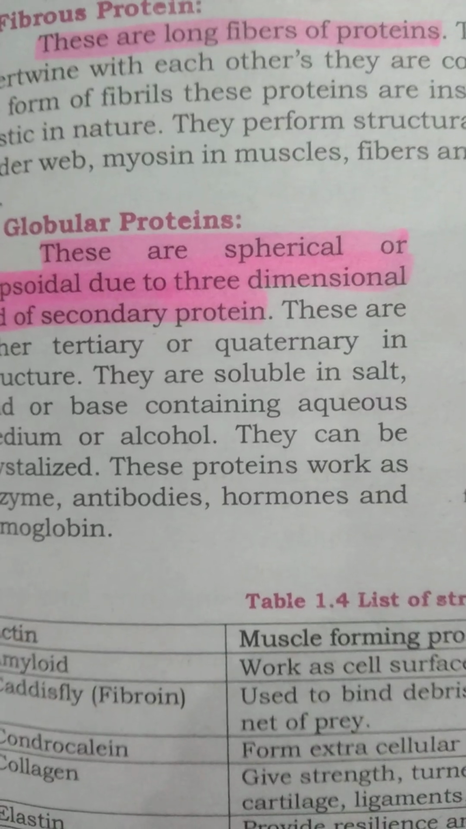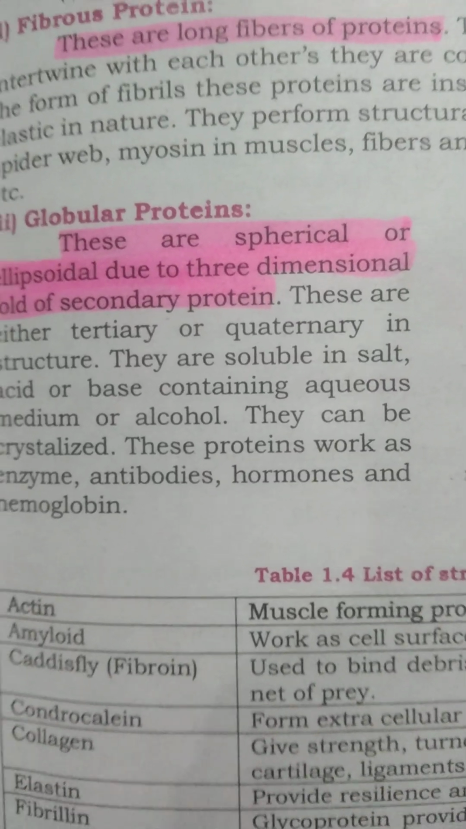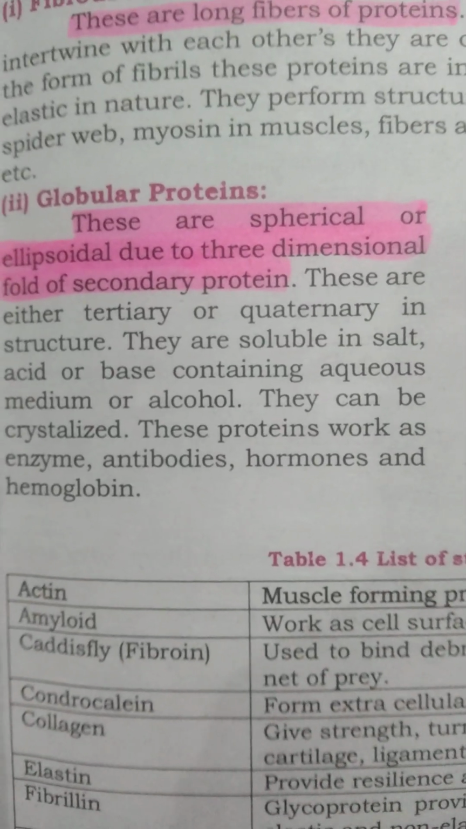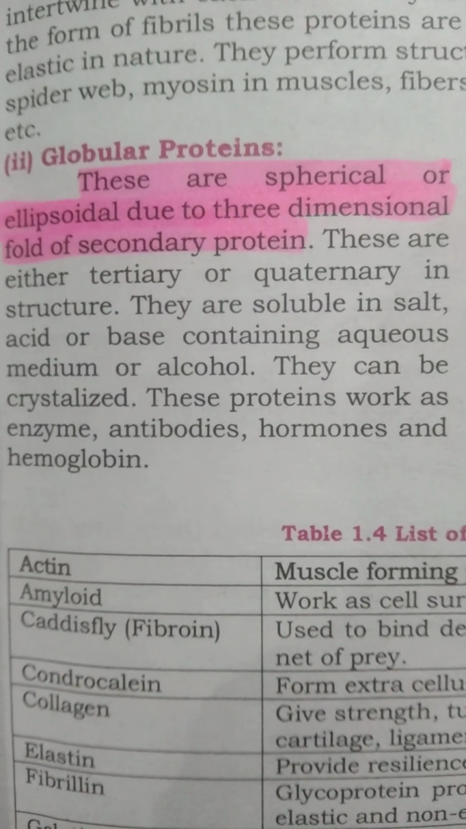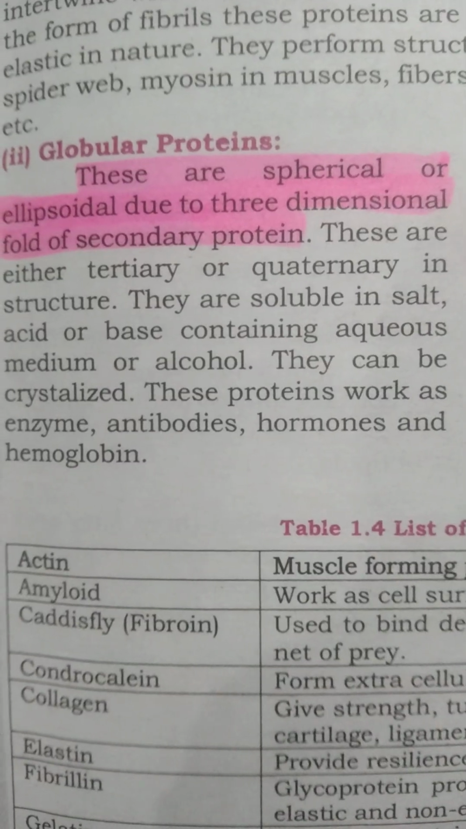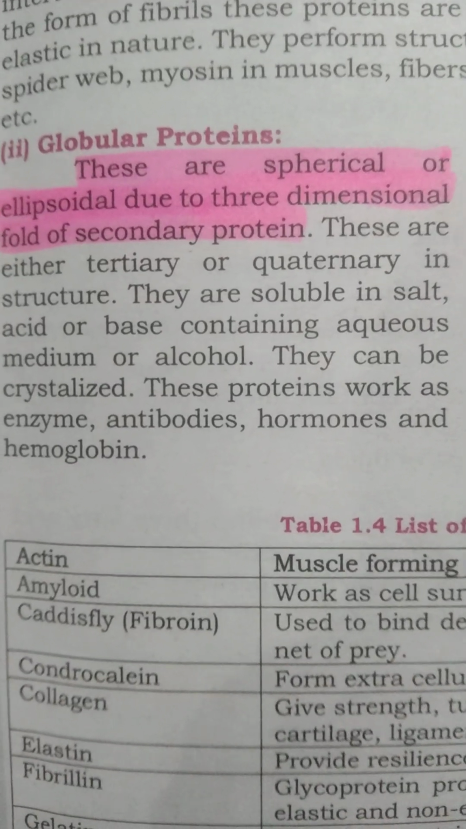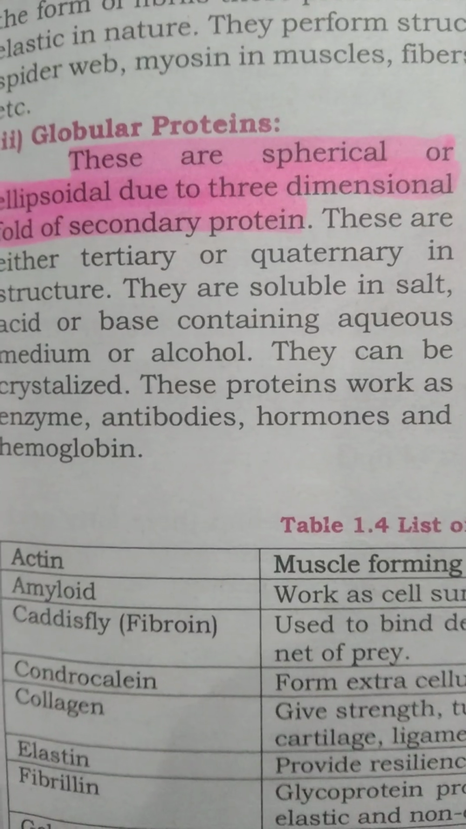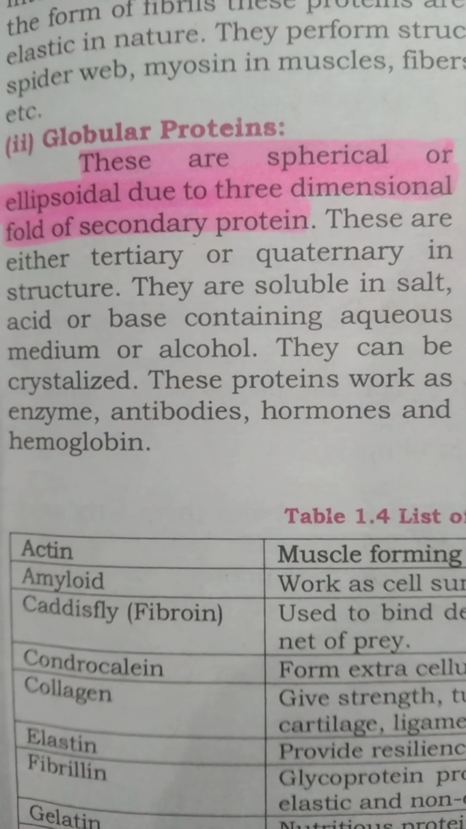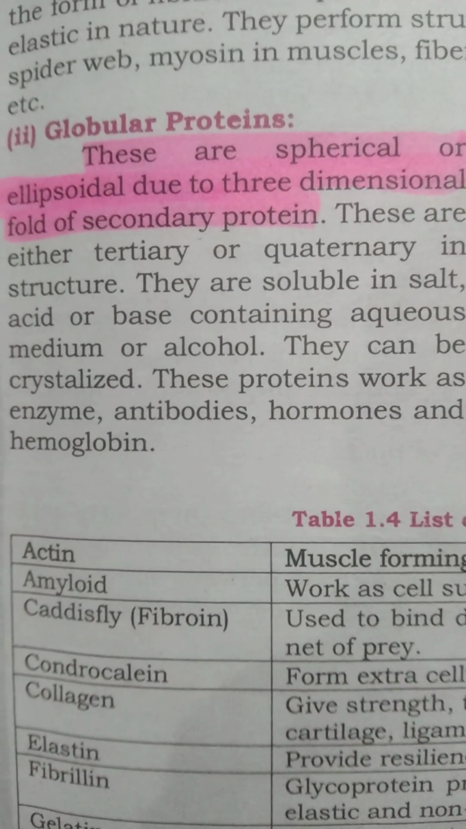But what about globular proteins? These are spherical and ellipsoidal due to the three-dimensional folding of secondary structures. They are soluble in salt, acid, aqueous medium and alcohol. They work as proteins in antibodies, hormones, and hemoglobin.